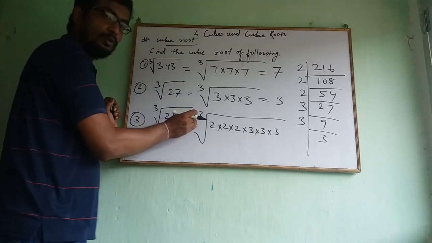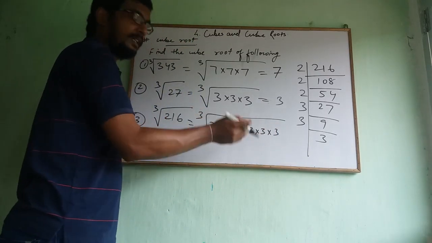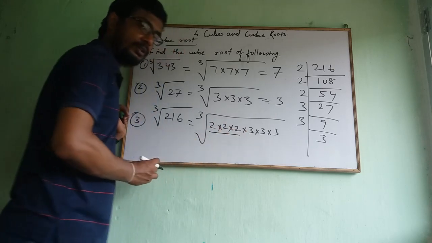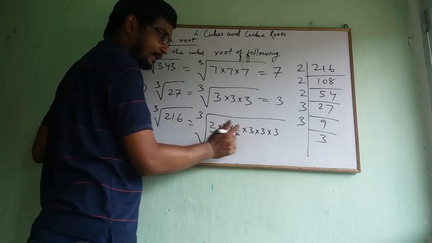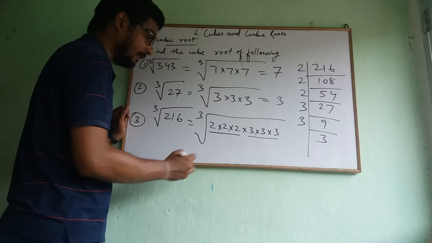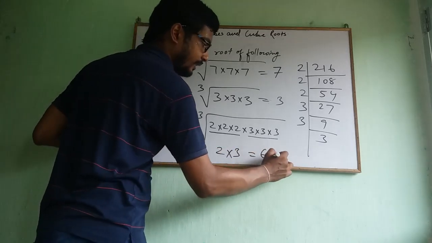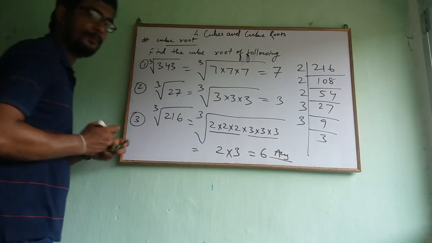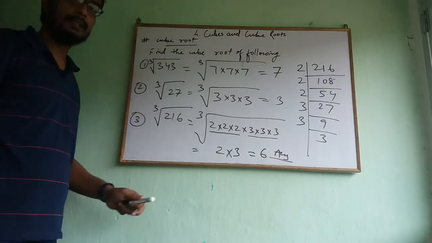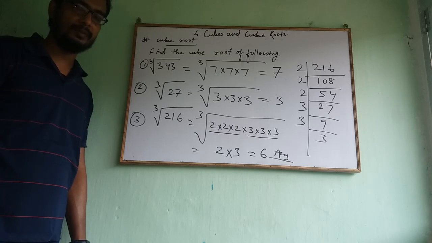Now from the cube root only the triplets will come out. So here you can see 2 makes a triplet, and here 3 also makes a triplet. So I will write it this way: 2 into 3, that is equal to 6, and that will be my answer. So this is the method in order to find the cube root of a number.